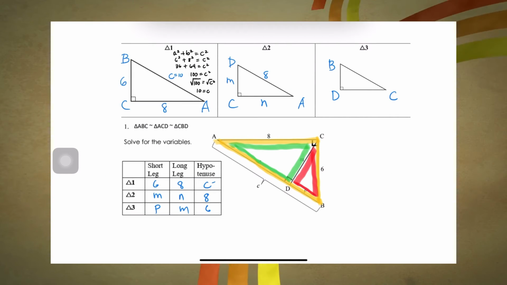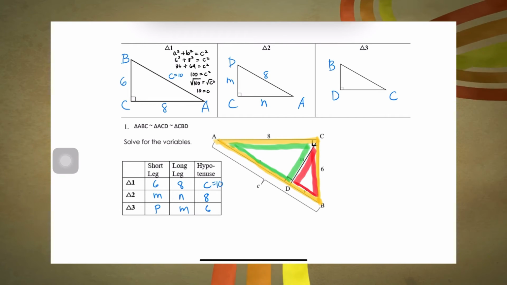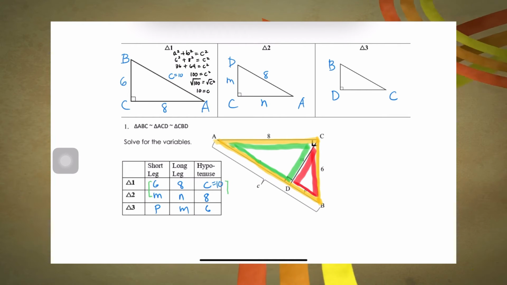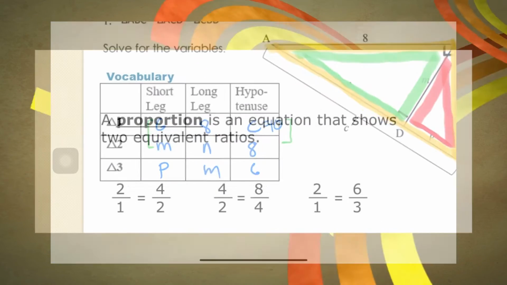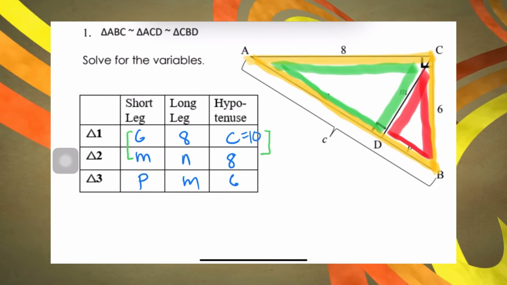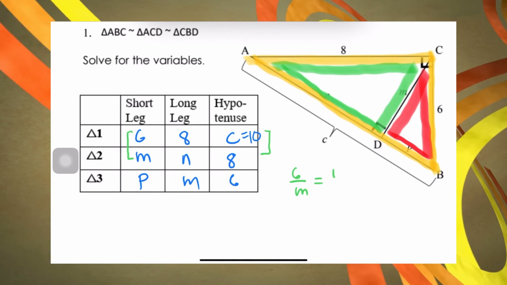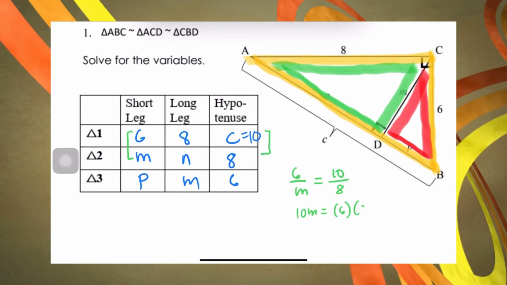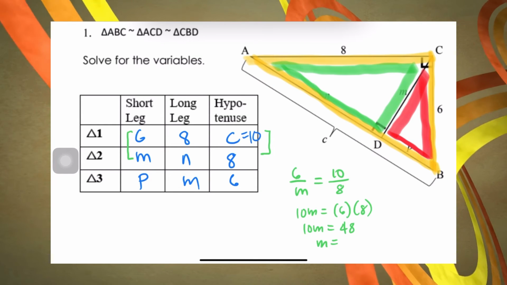Now, since this is 10, we can now solve for the variables M, N, and P. I will compare the short legs of triangles 1 and 2 and the hypotenuses of triangles 1 and 2, and set up the proportion to solve for the variable M. So let me go ahead and zoom this in. It's going to be 6 over M is the same as 10 over 8. So 10M is the same as the product of 6 and 8. That gives us 10M is equal to 48. M is equal to 4.8.